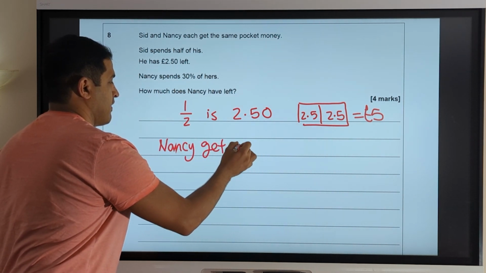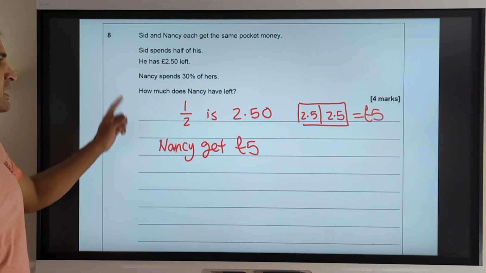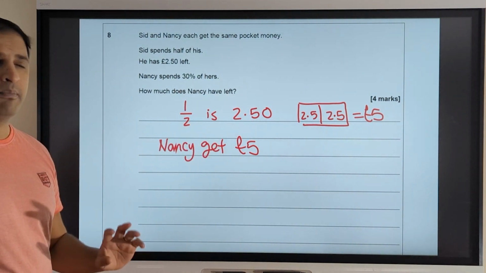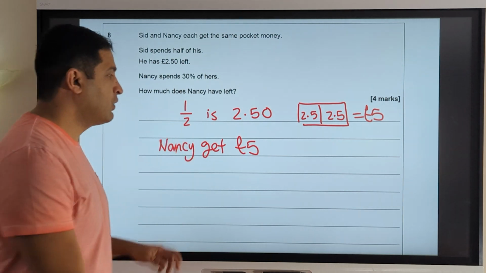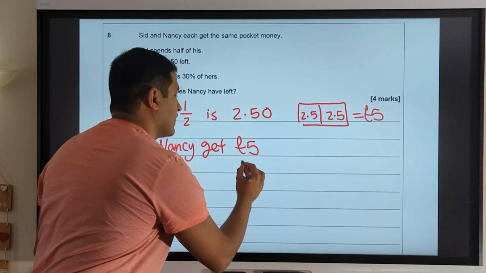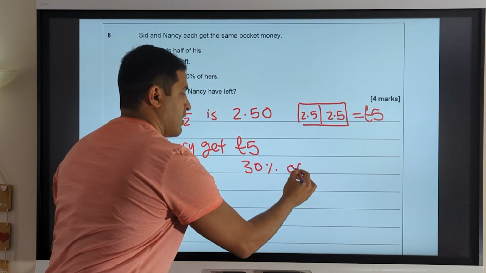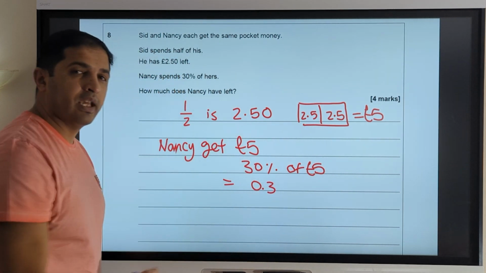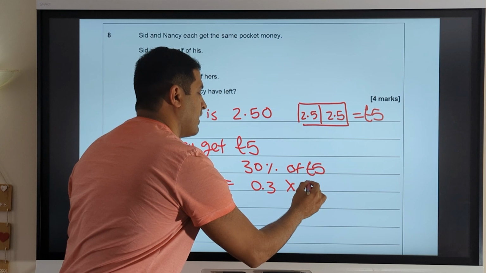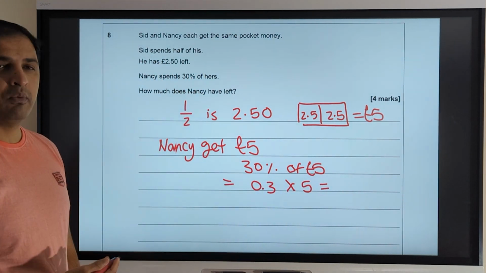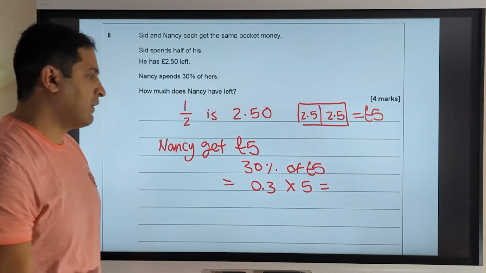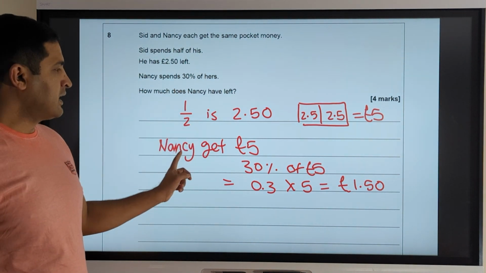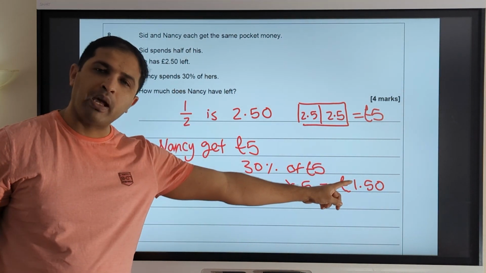Nancy gets £5. Now Nancy spends 30% of hers. This is a calculator paper, so we can work out 30% of £5 very quickly. Again, write that down. What are we doing to get 30% of £5? We're saying 30% of £5, which is the same as doing 0.3, because 30% as a decimal is 0.3, and multiplying it by 5. And when you put that in the calculator, you can work it out. So that's going to be 1.5. So you've got £1.50. So Nancy gets £5, she spent 30%, so she spent £1.50.